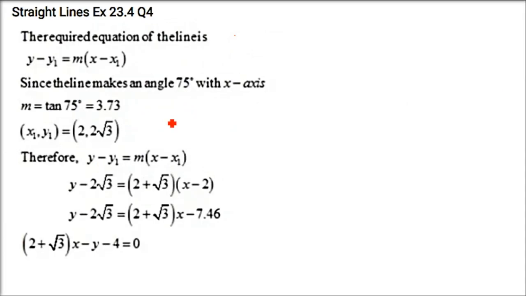Find the equation of a line passing through (2, 2 root 3) and inclined with the x-axis at an angle of 75 degrees. Now this question is also an NCERT question. M is given as tan 75, the angle from the positive x-axis is always positive, so m is tan theta. So x1, y1 is given, x1 is 2 and y1 is 2 root 3. Now I'll use the equation like this, y minus y1 equals m(x minus x1). So we already have y1 and x1, these two values are given.